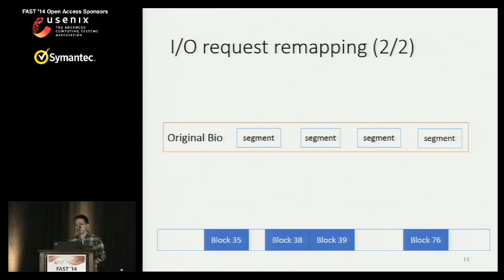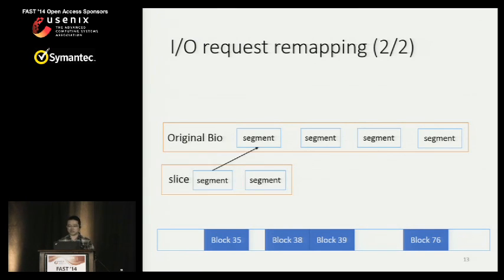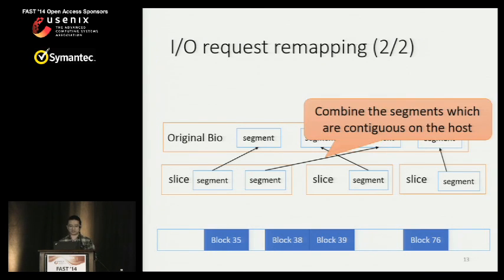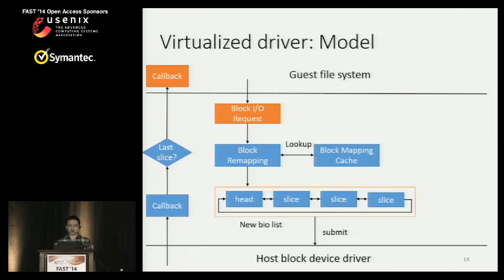In particular, after remapping, we combine the segments which are contiguous on the host device as a whole and allocate an I/O request of the host device for them, and then we create a new I/O request for each of the remaining segments. And last, the I/O request will be delivered to the host driver without the environment of the host file system.